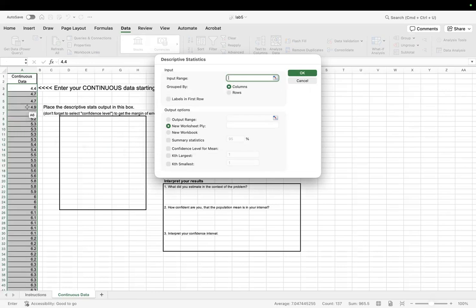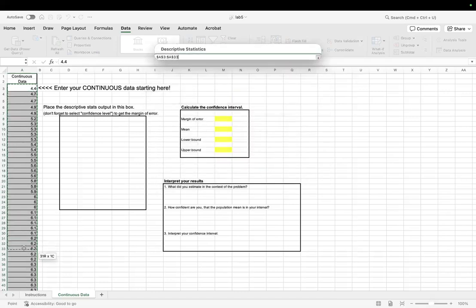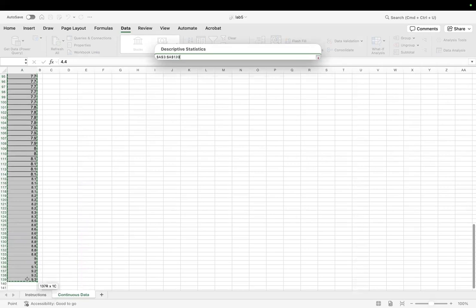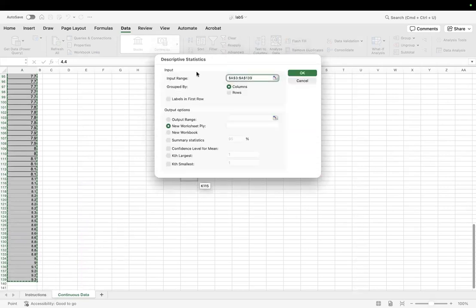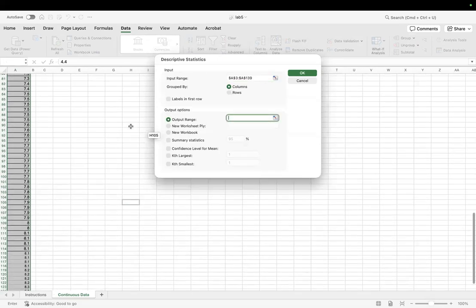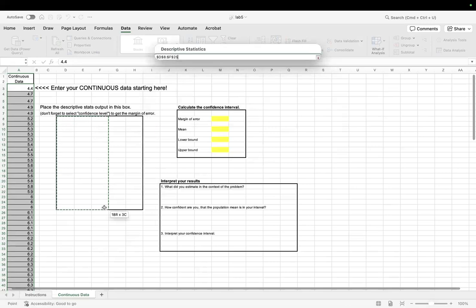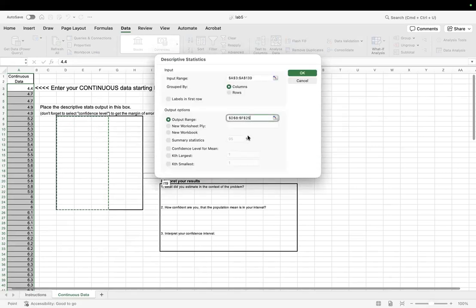All right, I'm going to highlight all of this because this is my input. Remember, I have a million and 5 of these. So I am inputting in my input range. My output range is where I want it to live when it's done. So I have a box here. I'm going to highlight the box. That's where it's going to live. Okay. Things are going to change right here. We do want summary statistics. So click on the summary statistics box.